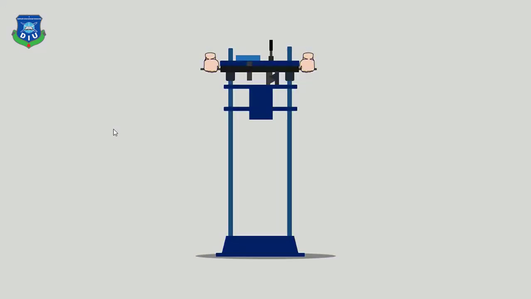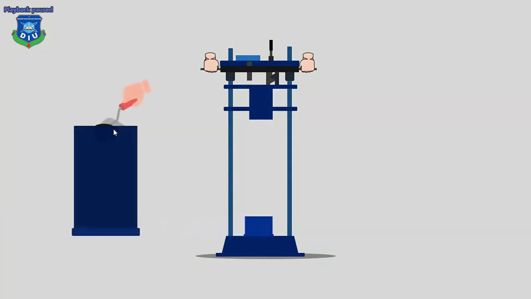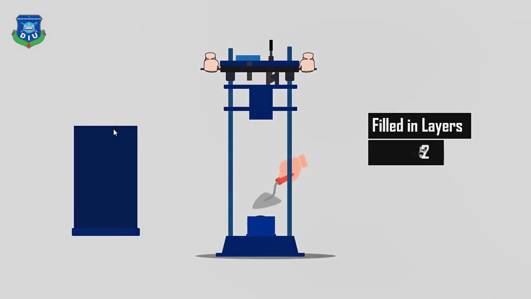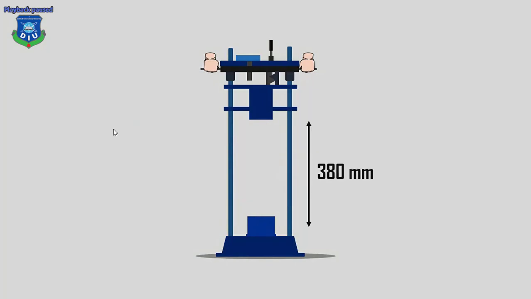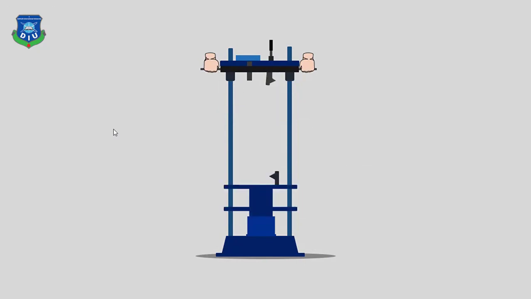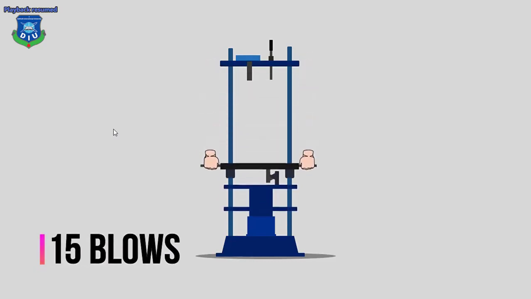Then we place the machine on plain ground so that it can take the impact load and it doesn't move. Then the cup is placed at the base, and we will place the aggregates in 3 layers with 25 tamping strokes per layer. Then we will release the hammer from 380 mm height and it will provide the impact load. We let the hammer fall freely for 15 blows.